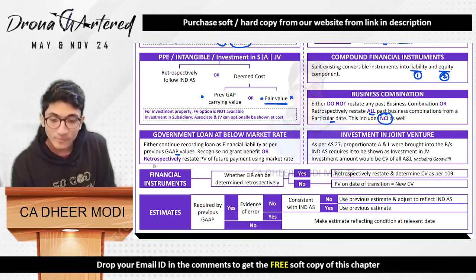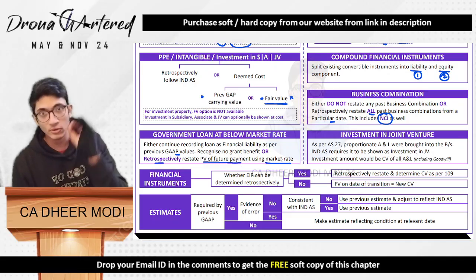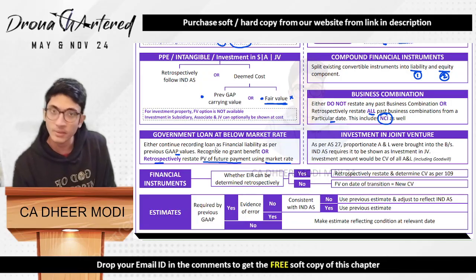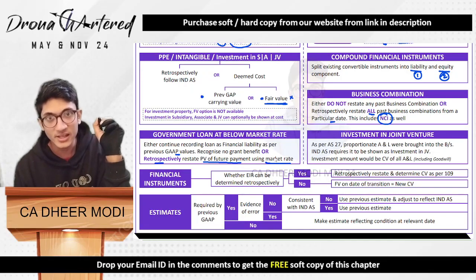Or you will have to retrospectively restate the present value of future payments using the market rate. This is what we do in your financial instrument. Whatever future payments you have to make, you discount them using the market rate and then you get your financial liability amount.